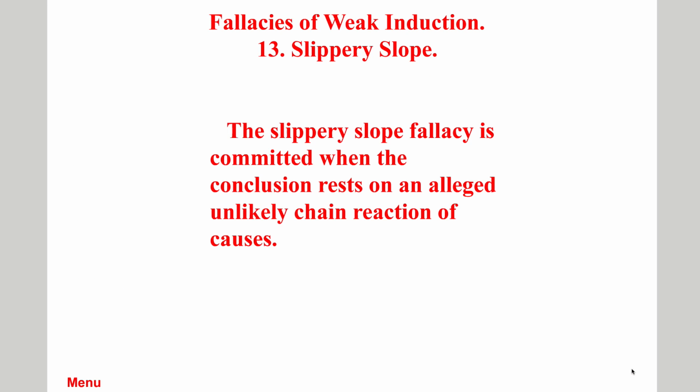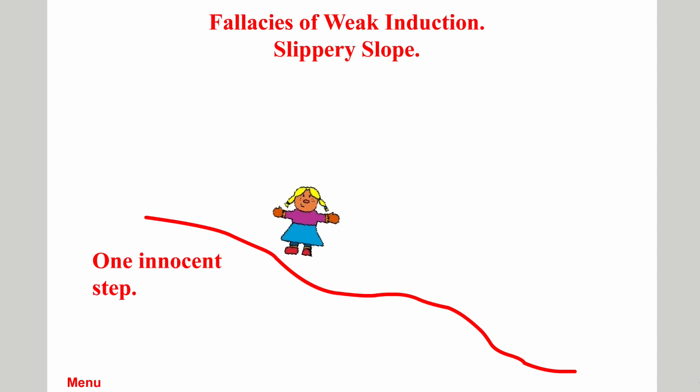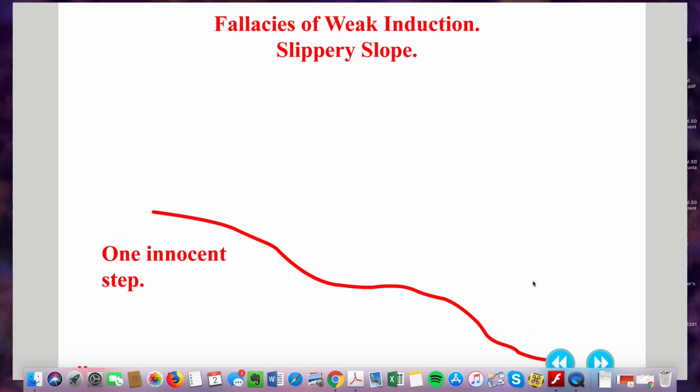The slippery slope fallacy is committed when the conclusion rests on an alleged unlikely chain reaction of causes. Now, there are arguments where you can show a chain that shows the relationship between the beginning and the end. But in a slippery slope argument, no causal connections are made. Okay? So one innocent step leads you down to fall down.